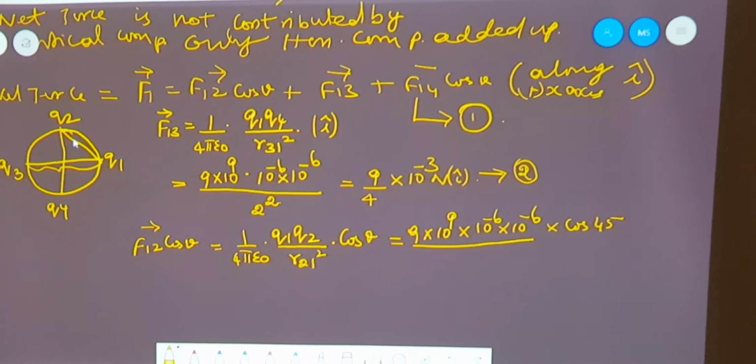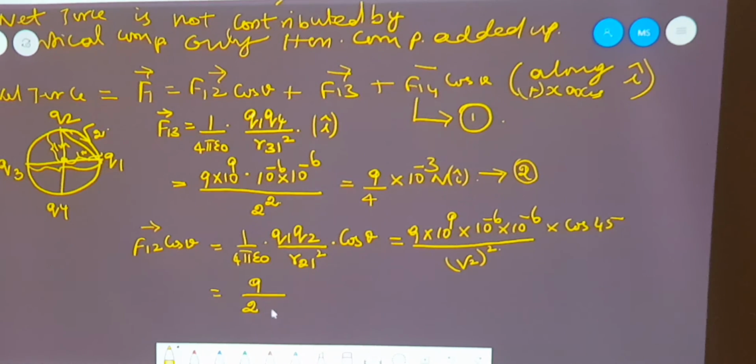R21 the whole square. What is this distance? You apply Pythagoras theorem. See, this is 1 meter and this is 1 meter. From this center point, this distance is 1 meter, this distance is 1 meter, so this distance is root 2. So I can write root 2 the whole square. So get the value, I can write here, 9 divided by 2. What is cos 45? 1 by root 2.